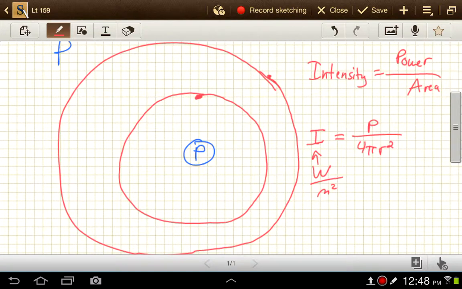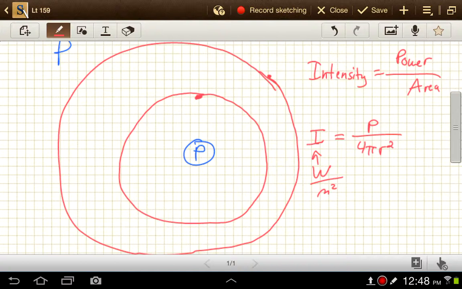And so this relationship, I equals P over 4 pi r squared, is called the inverse square law because the intensity is proportional to the inverse of the square of the radius. It applies really to any 3-dimensional wave. So this applies to light, it applies to sound, it applies to, well, I guess those would be the 2 main examples that we'll work with here.